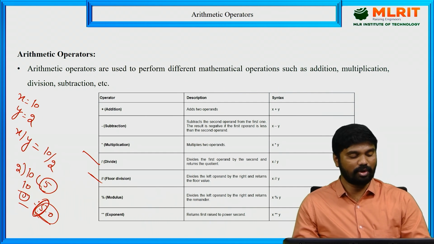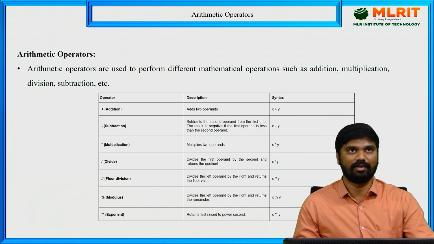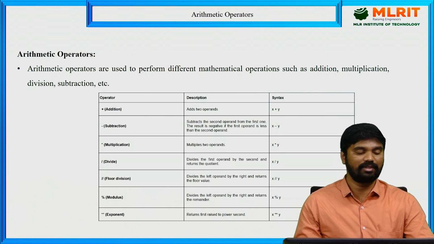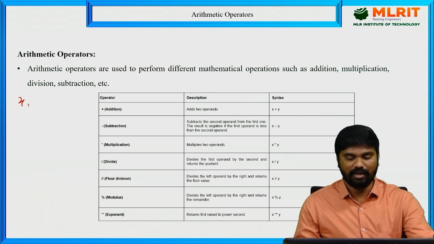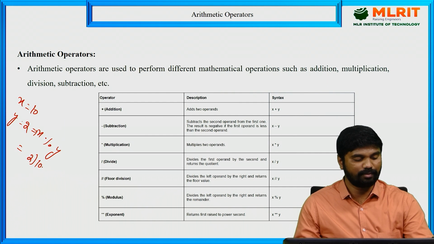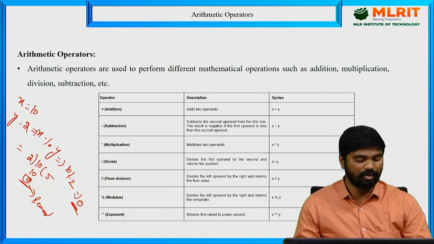Next, the modulus operator. What is this modulus operator? The modulus operator performs an operation which returns the remainder of the division operation. For example, x equals 10 and y equals 2. Now x modulus y, so 10 modulus 2. 2 fives are 10 and then the remainder is 0. So that's why it returns 0. This is what is returned by the modulus operator.